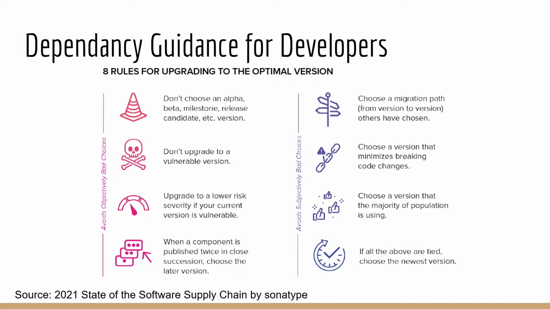The Sonatype report I mentioned earlier has some pretty good guidance for developers, and there are some eight rules for when to update your dependencies. Sid talked about updating to the latest and greatest dependencies. This report was suggesting that we do not, or that there are concerns with updating to the latest and greatest. You may not want to do that. One of the key takeaways of this report is to consider how you can make the best decisions for updating your dependencies.